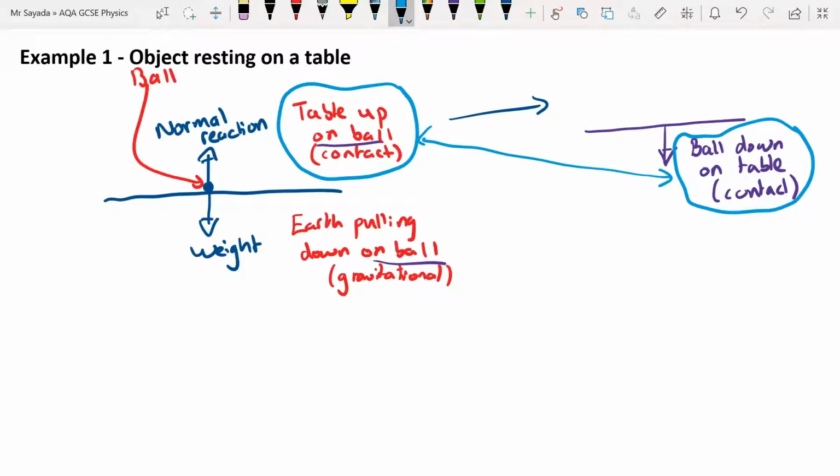Notice it's on two different objects. So you've got the force of the table up on the ball and the force of the ball down on the table. Notice it's the table up on the ball, down on the table. The directions are different as well. One's up, one's down.